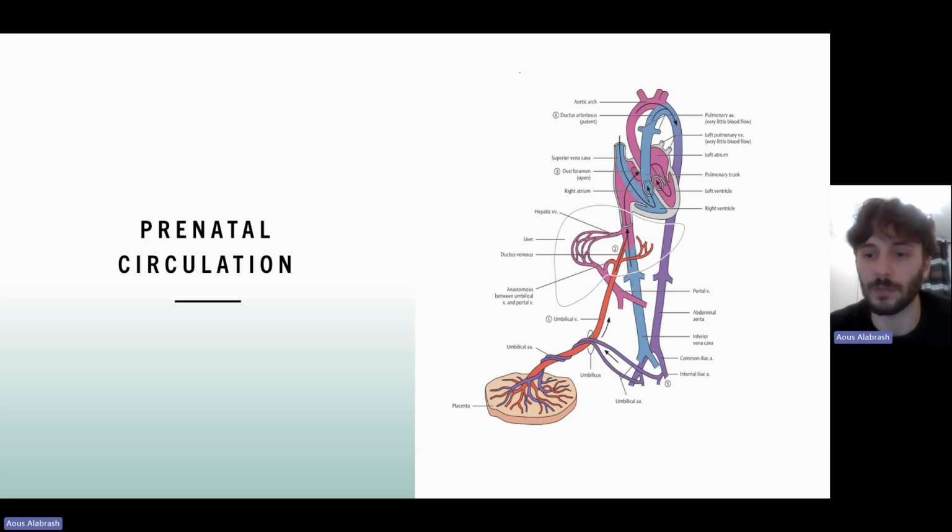But this picture is just to make things simpler for you. Okay, so that's what the ductus arteriosus is. And the reason it says patent in between is because it's open. And this is how they bypass the lungs.